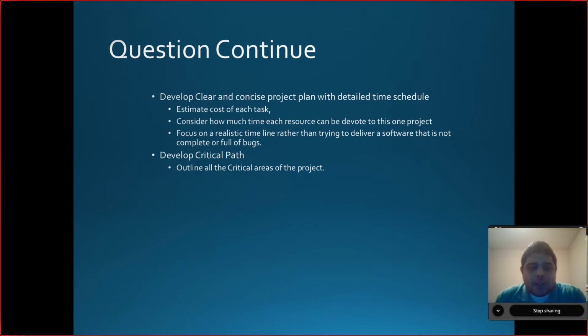Some other solutions would be to develop clear and concise project plans with detailed time schedules, to ensure that we have an estimated cost of each task, and also consider how much time exactly the resources will be devoted to this project. Also focus on realistic timelines rather than trying to deliver software that is either not fully complete or just full of bugs. And develop a critical path as well, which is an outline of the critical areas for the project.